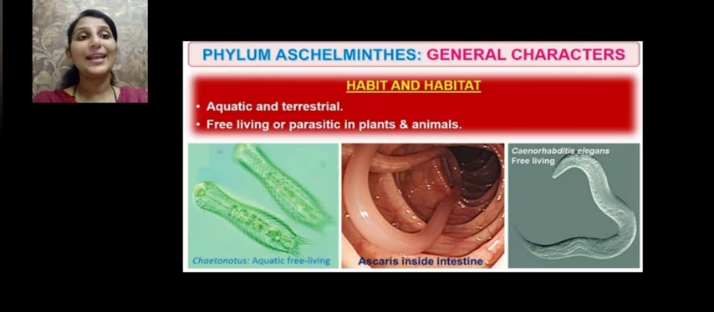Okay. And next is habit and habitat. They are aquatic or they can be terrestrial. So they can be seen both in water and also on land. And they can be either free living or parasitic, both in plants and animals. We can see a parasitic form which is seen inside the intestine of humans.